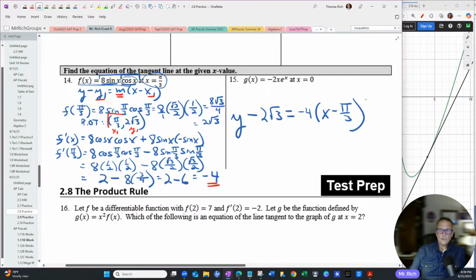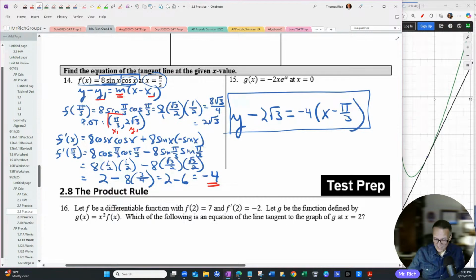That's it. Now, it doesn't look pretty, but that's it. You can just simply leave it. That is a linear equation, and that would be the tangent line that should hit this curve at x equals pi over 3. Now, hopefully I did this right.